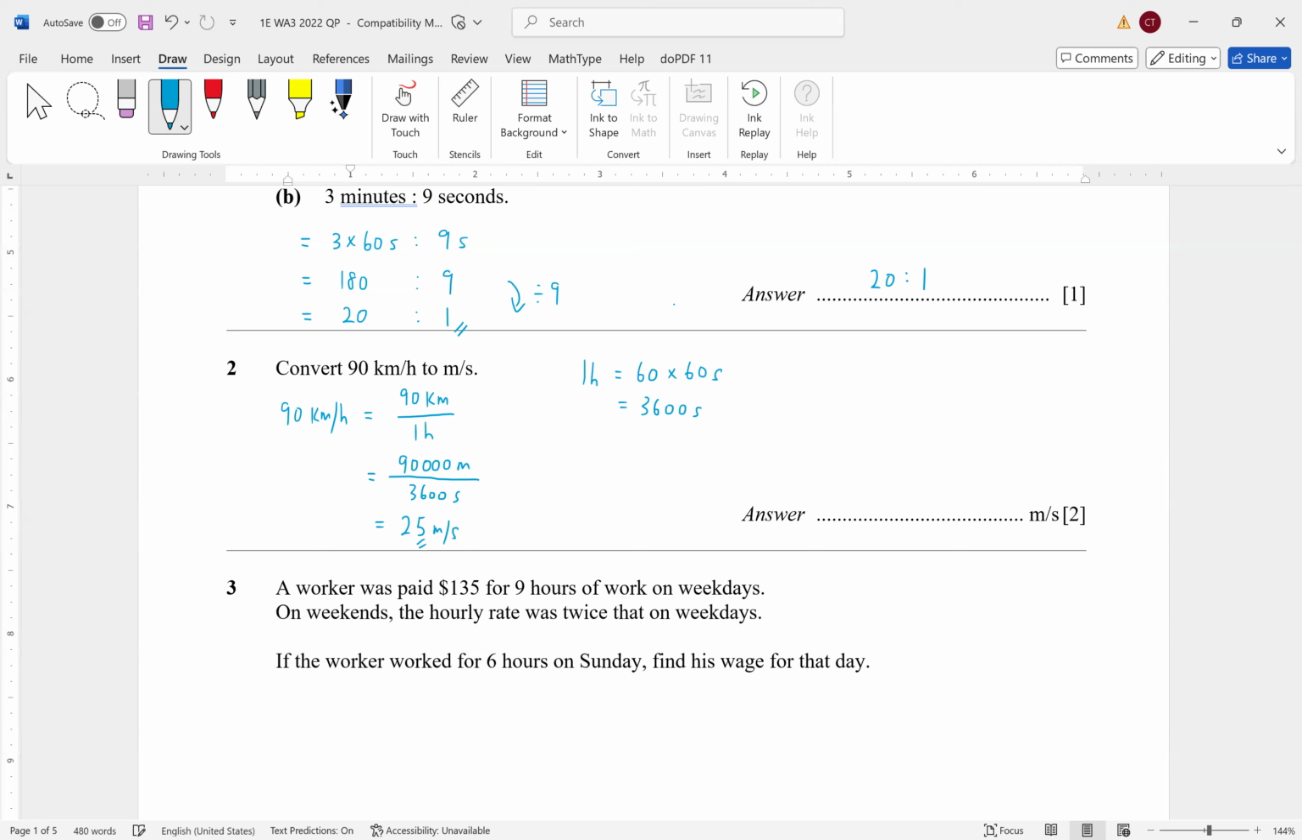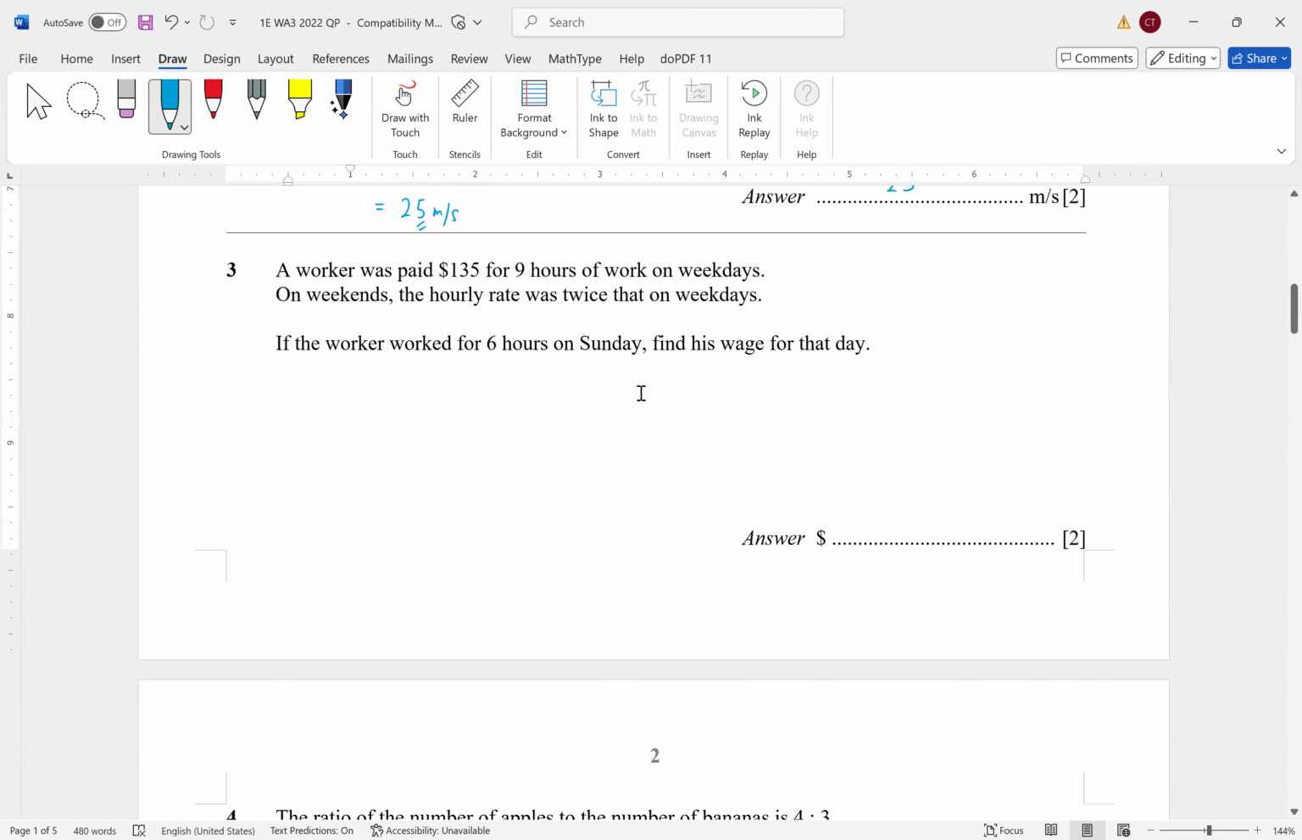Do more practice on conversion of units, but it's actually not that difficult. All you need to do is look at what they want, then convert each unit of the denominator and the numerator respectively, and do the calculation. Okay, let's take a look at question 3.